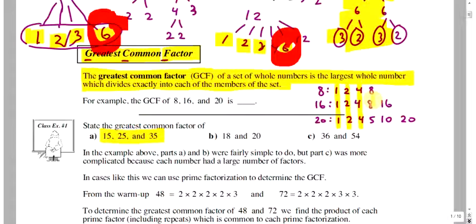What's my greatest common factor? It is 4. If you saw that already, great. Okay? But if you don't, then you do this. You write it out.